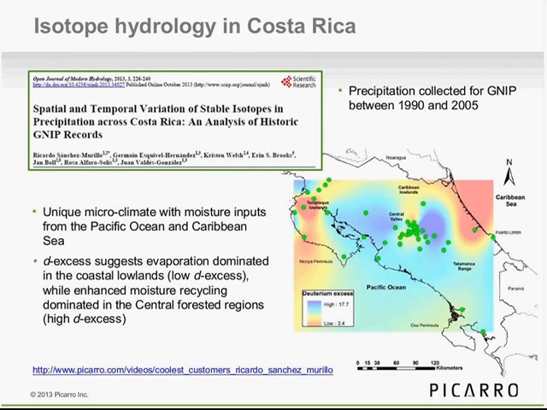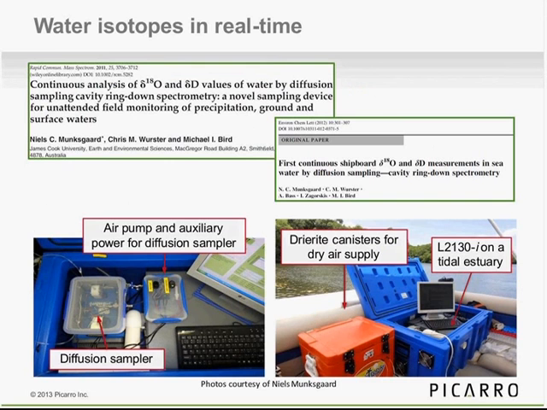On a more conventional scale, this was a very recent paper that came out using a Picarro instrument in Costa Rica to basically measure the isotopes that were collected for the GNIP study. I believe it's between 1990 and 2005. And again, this highlights how precipitation isotopes can really help us understand the various evaporative enrichment that might be occurring in some regions versus recycling in a forest ecosystem, in this case in the central highlands of Costa Rica. So again, there are types of things that you can start piecing together with isotopes.